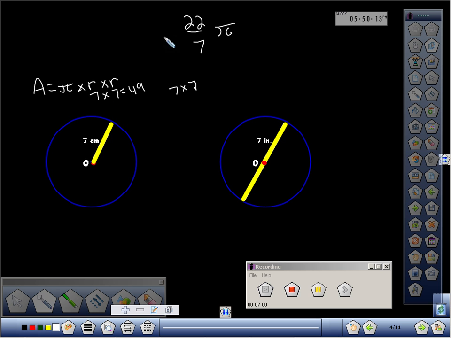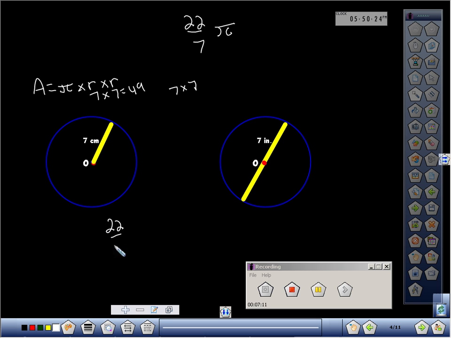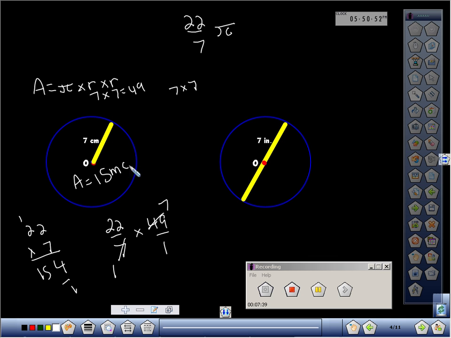Okay, now we're going to go times pi, which is 22/7. So you literally have to go 22/7 times 49. Okay, over 1. 7 goes into 7 once. 7 goes into 49 7 times. So now we have 22 times 7. 7 times 2 is 14. Carry the 1. 7 times 2 is 14 plus 1 is 15. We get 154. So that would be over 1. 1 times 1 is 1. So our area equals 154 centimeters.